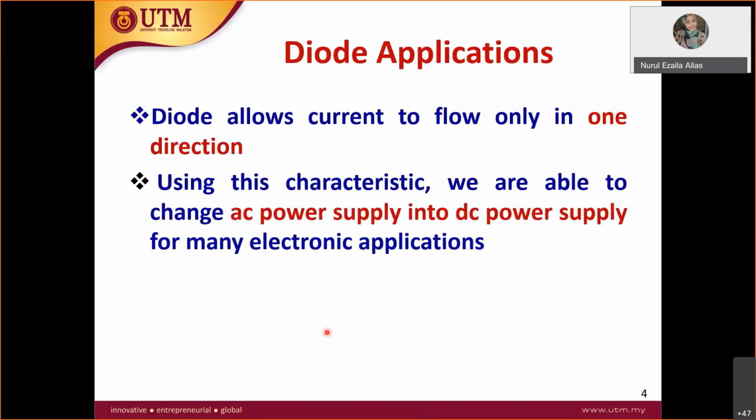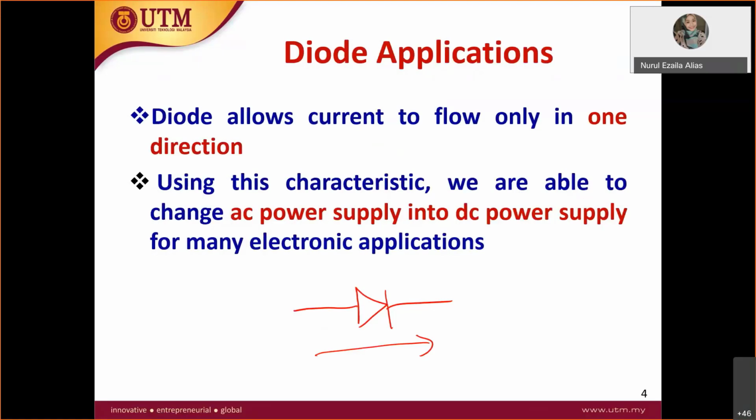So up to today, you have been introduced to the diode. You know that a diode is a combination of a p-n junction. So this is your symbol of diode. A diode is to allow current to flow in one direction.